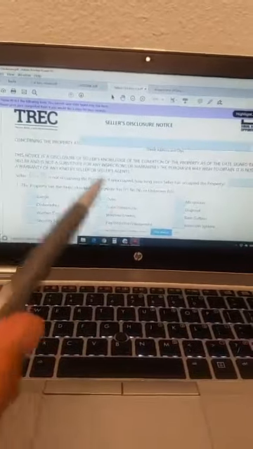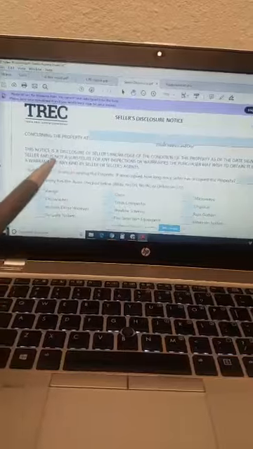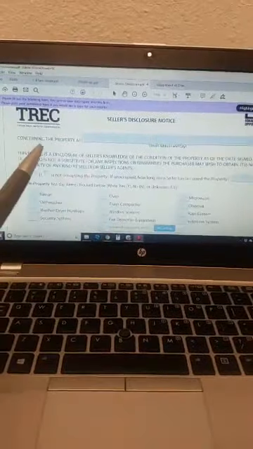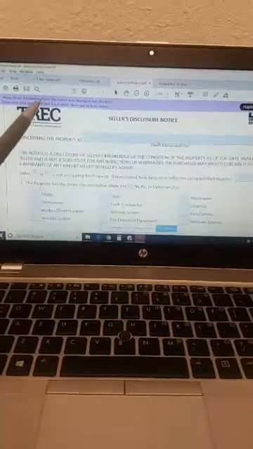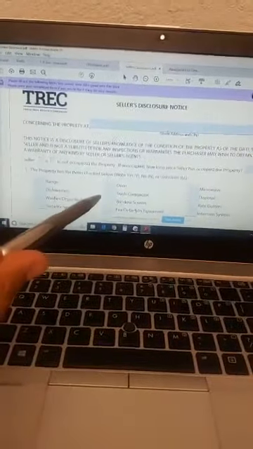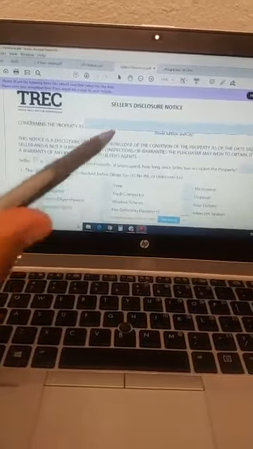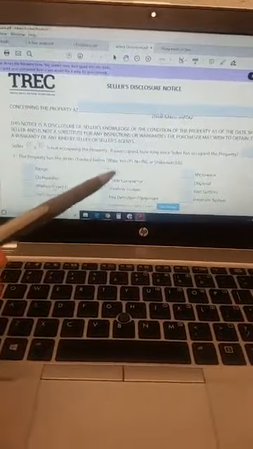If it's an estate sale, you don't have to fill this out. And there's 1 or 2 other exemptions out there. Usually it's an estate sale, the owner died, the executor is handling the sale. They're exempt from filling this out. But if the seller is alive, or whoever's on the deed is alive, they better fill this out if you don't want to get in trouble later on.